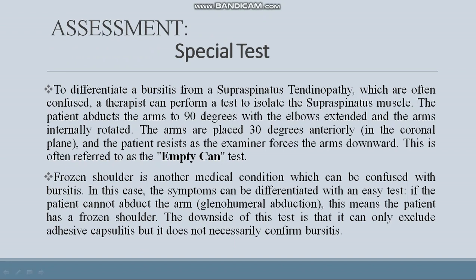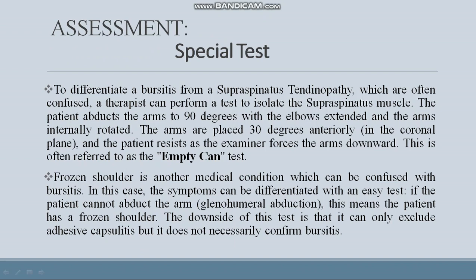Assessment: special tests to differentiate bursitis from supraspinatus tendinopathy, which are often confused. A therapist can perform a test to isolate the supraspinatus muscle. The patient abducts the arm to 90 degrees with the elbow extended and the arm internally rotated. The arms are placed 30 degrees anteriorly, that is in the coronal plane, and the patient resists as the examiner forces the arm downward. This is often referred to as the empty can test.